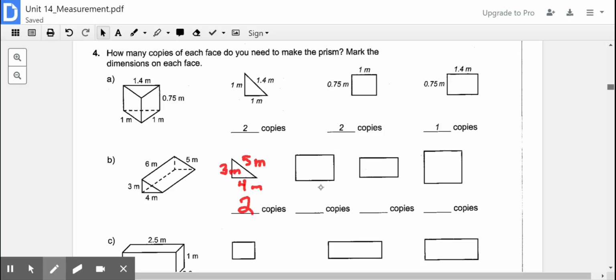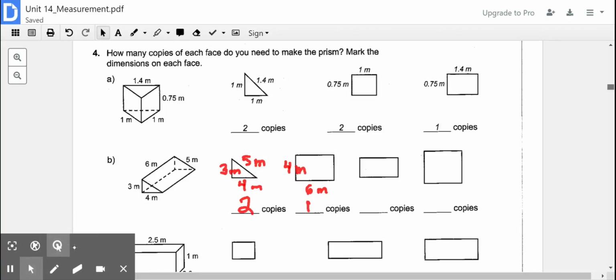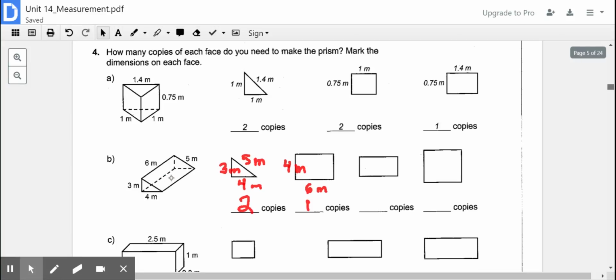Now, what about this rectangle here? This rectangle is probably the 4 by 6 one. So this will be the short side of 4, and this will be the long side of 6. And how many of those are there? There's just 1, and that would be right over here, 4 by 6 at the bottom.